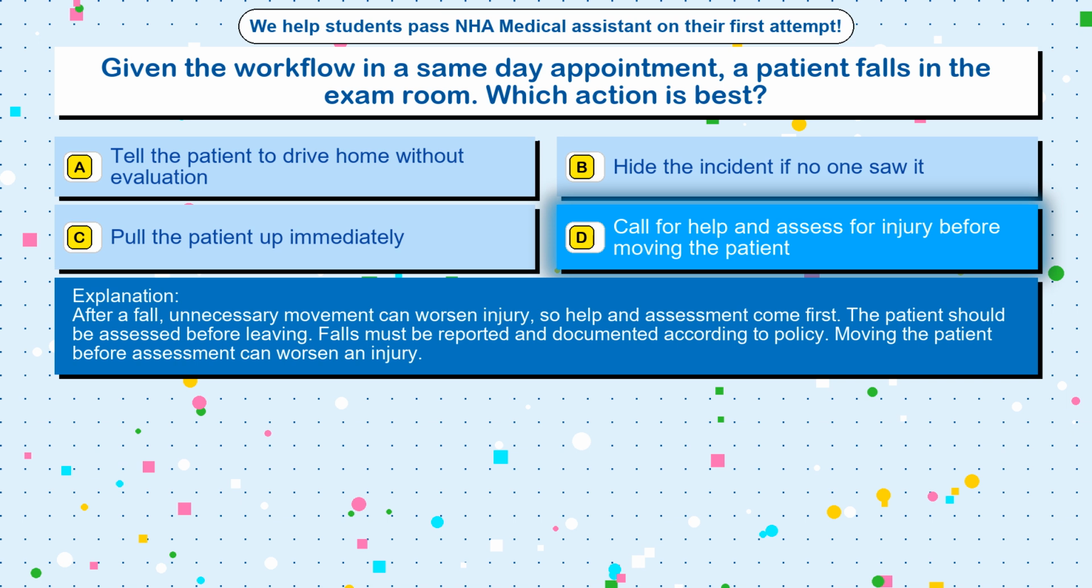The patient should be assessed before leaving. Falls must be reported and documented according to policy. Moving the patient before assessment can worsen an injury.